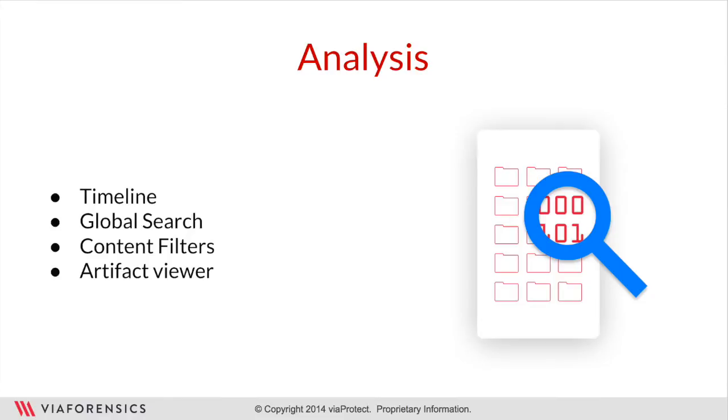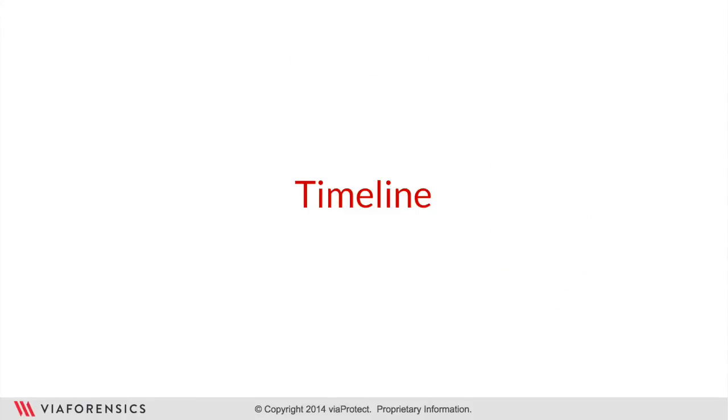go forward. So, okay, so the next stage is the analysis. Once you've got that extracted data, you want to do things with it, search for it. So we provide 4 useful tools. We have the timeline, the global search, content filters, and artifact viewer. I'm just going to go through each of those with a brief video demonstration again.